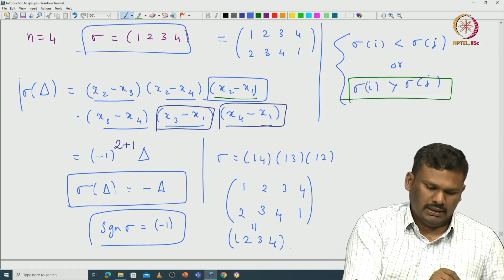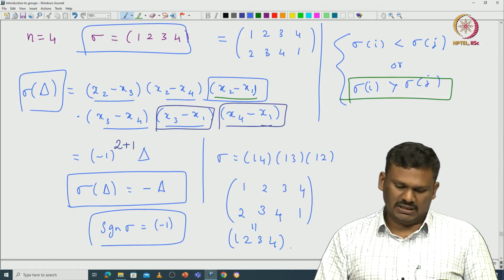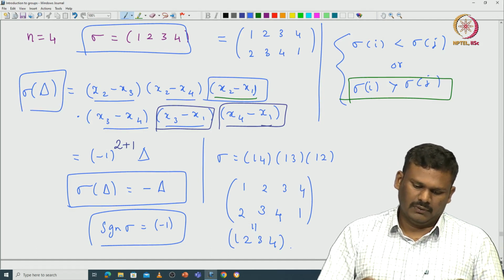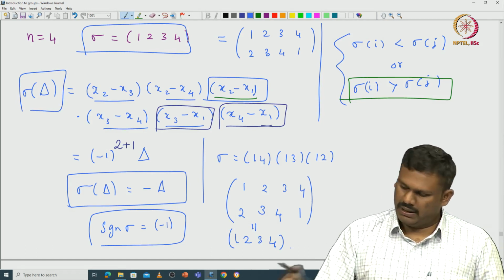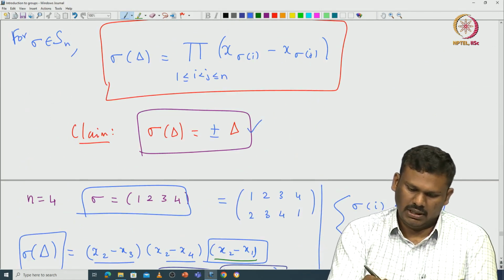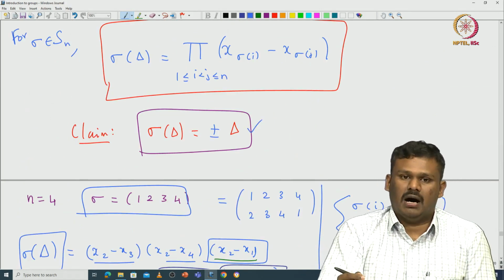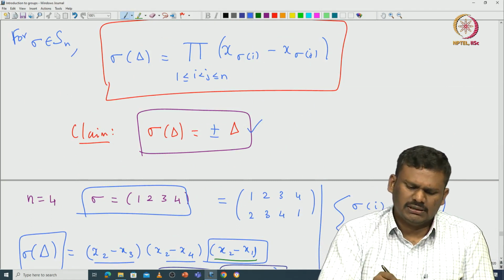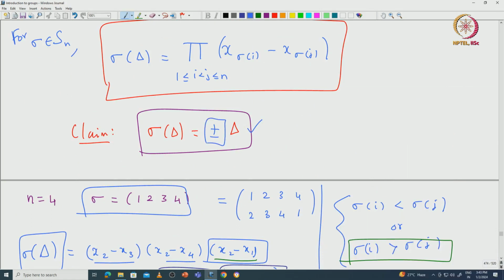So indeed the calculation actually matches with what we are promising. By using this delta, you can see that whenever you apply sigma to this delta, some plus or minus is going to come. So now we will actually claim that this sign that it picks up will be exactly the sign of sigma. But before that, how are we going to proceed?